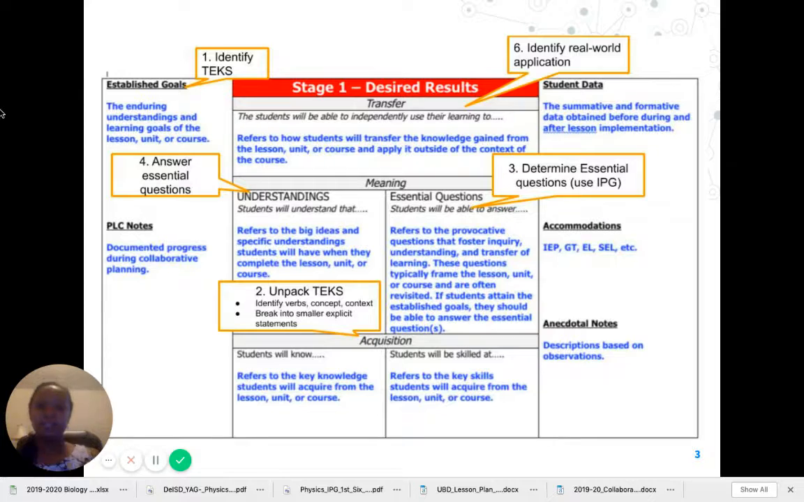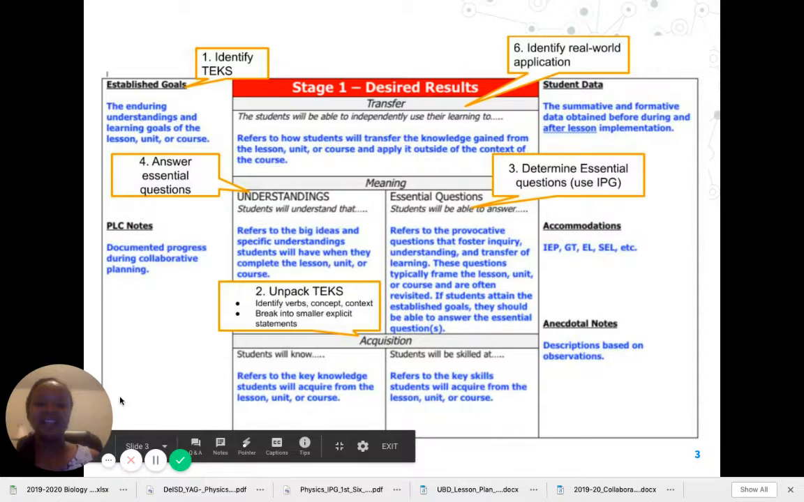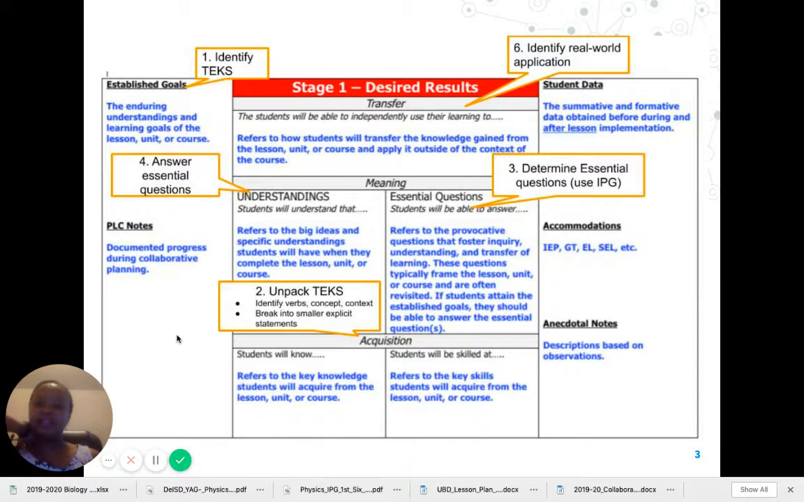So if you look at this initially, it looks very overwhelming. It's a lot of information. It does not help that they put the little blue notes trying to explain what it means in here. So let's break it down a little bit easier. When I look at this, I try to think about a way to make sense of this information. So right here where it says establish goals, what I would do is identify which TEKS I'm going to cover, and that's where I will put it.